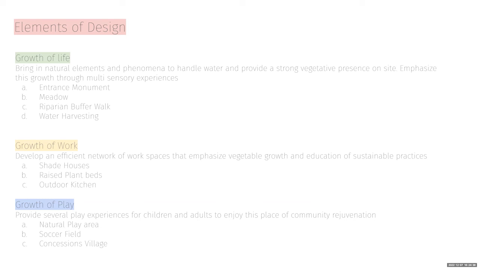boots on the ground, really getting to know how a working garden works, I felt like developing an efficient network of workspaces would help to ground the community and help to streamline this jump-starting of the community gardens. The third concept is the growth of play. So providing several play experiences for children and adults to enjoy this area. And that would be through a natural play area, a new soccer field or football field, and a new concessions village.